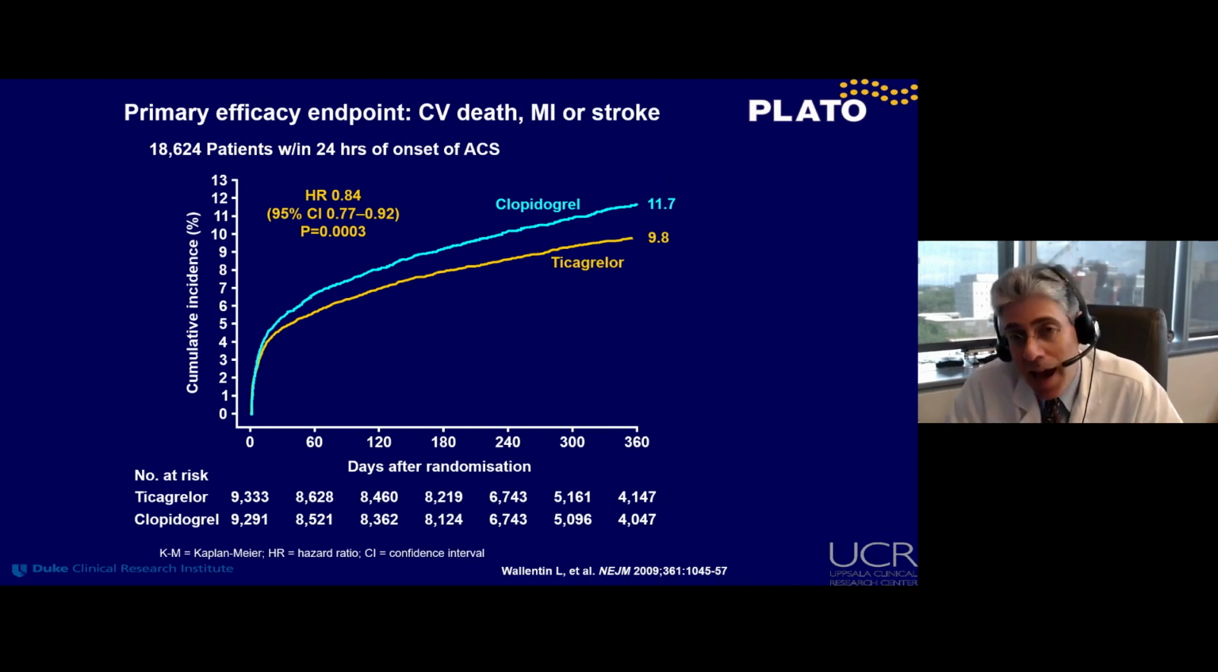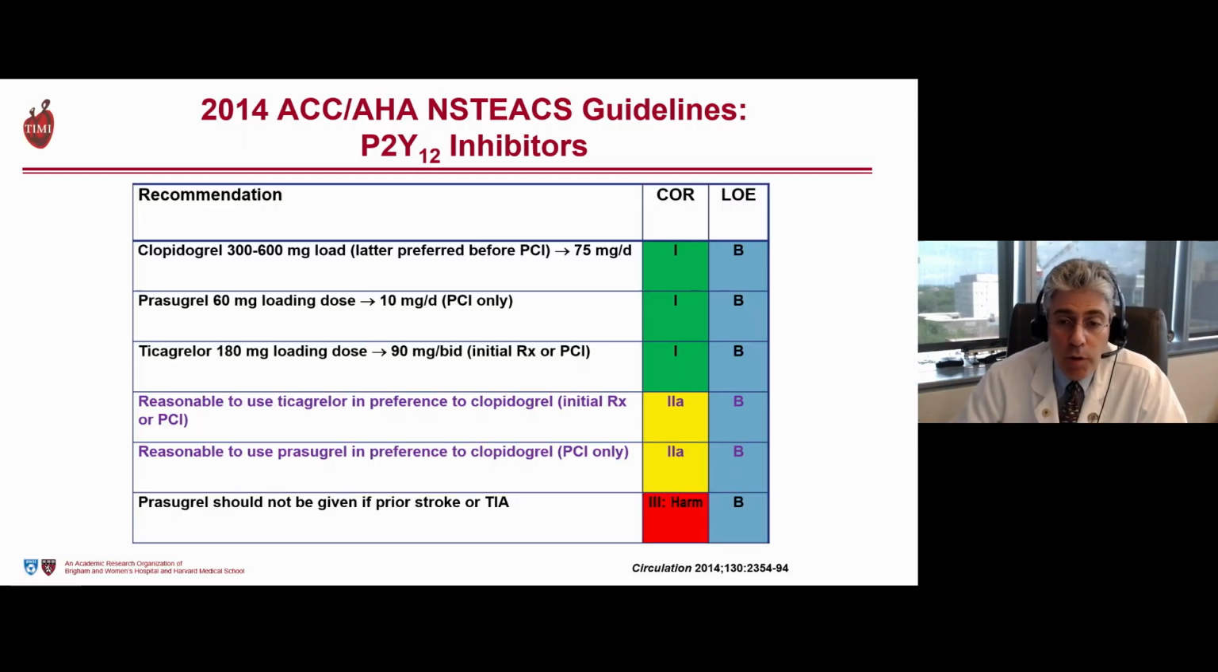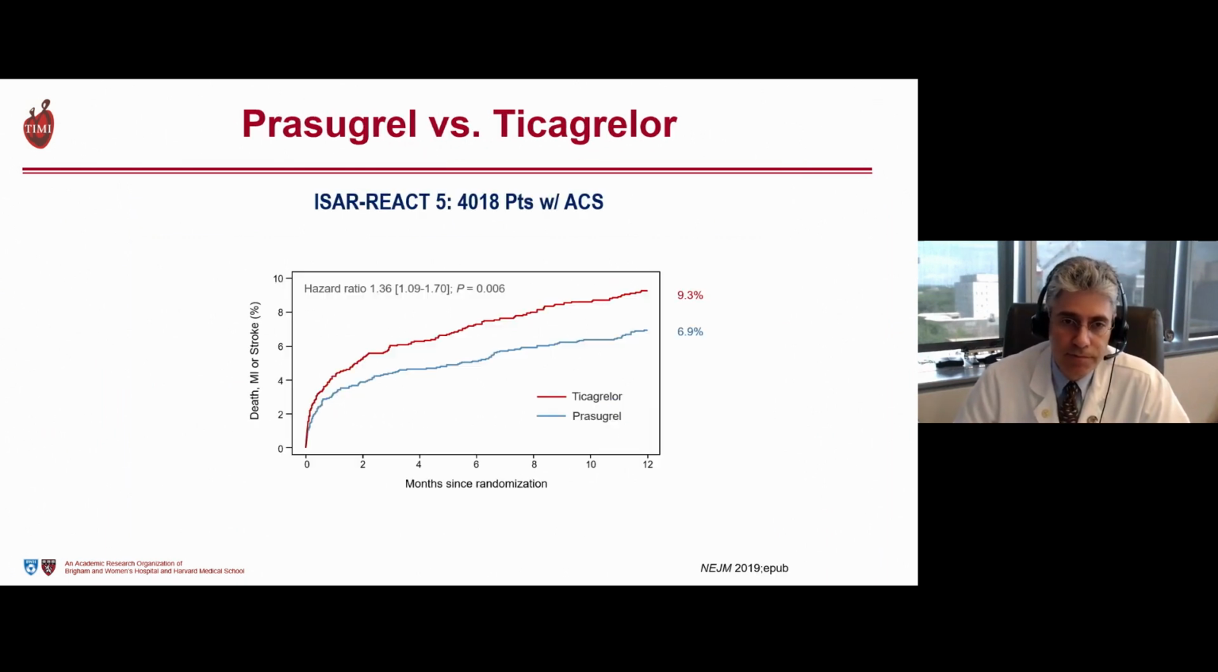Same story for ticagrelor versus clopidogrel in the PLATO trial. Again, the theme: the more potent the P2Y12 inhibitor, the greater the reduction in ischemic events, including in this trial a reduction in cardiovascular death of 21%. When we did the guidelines, although you can give any of the three, clopidogrel, prasugrel, or ticagrelor, we note that it is reasonable to use ticagrelor in preference to clopidogrel and reasonable to use prasugrel in preference to clopidogrel.